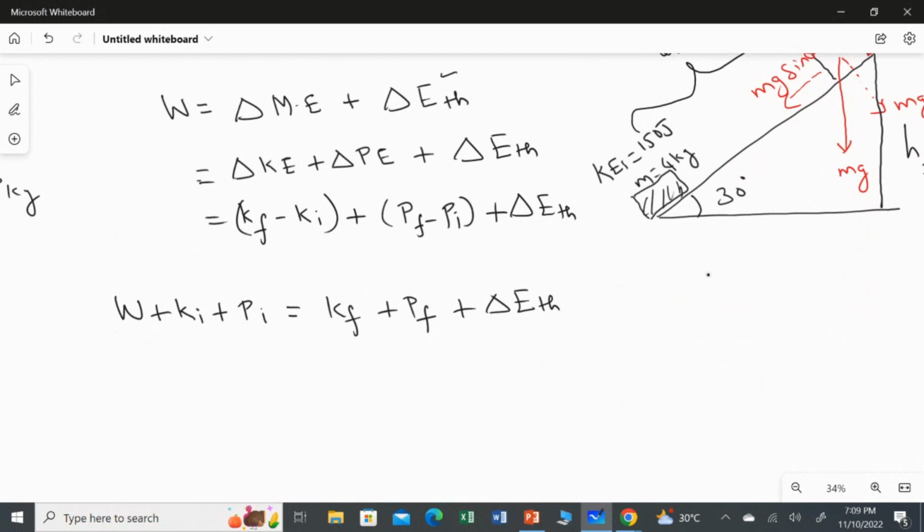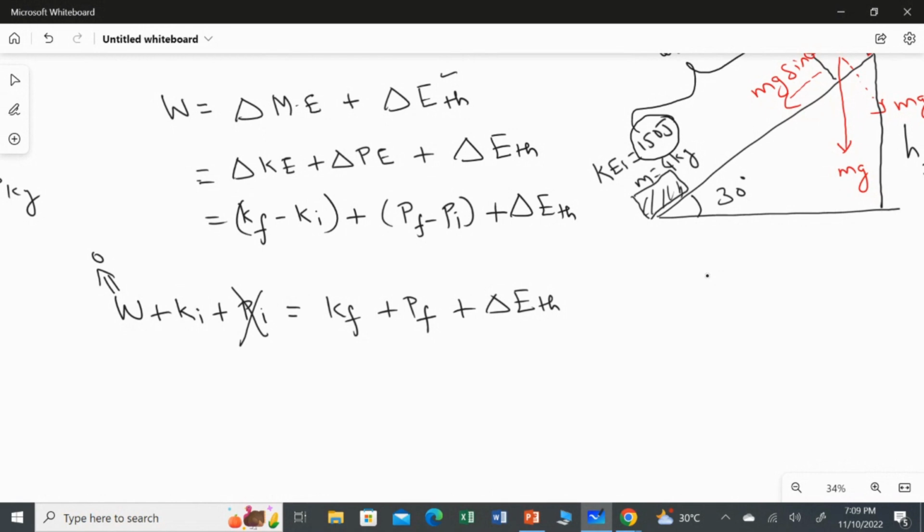Now we have to substitute the values, right? When the block is at the bottom, what is the work done here? We consider the initial work to be exactly 0. Clear? And we also have the initial kinetic energy. What is the initial kinetic energy? The initial kinetic energy value is 150 joules. And what should be the initial potential energy? If you don't have any height, your initial potential energy will be 0, right? If there is no height, h initial is 0. So everything will be 0.